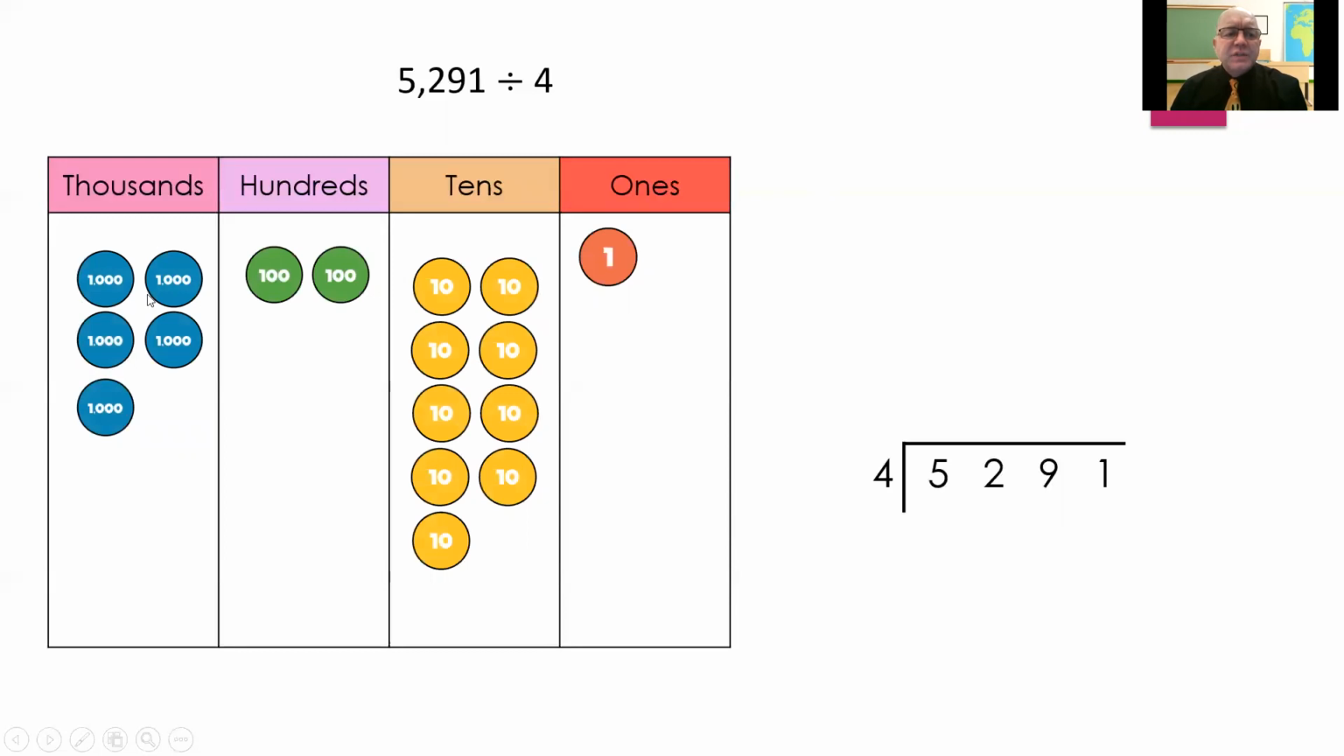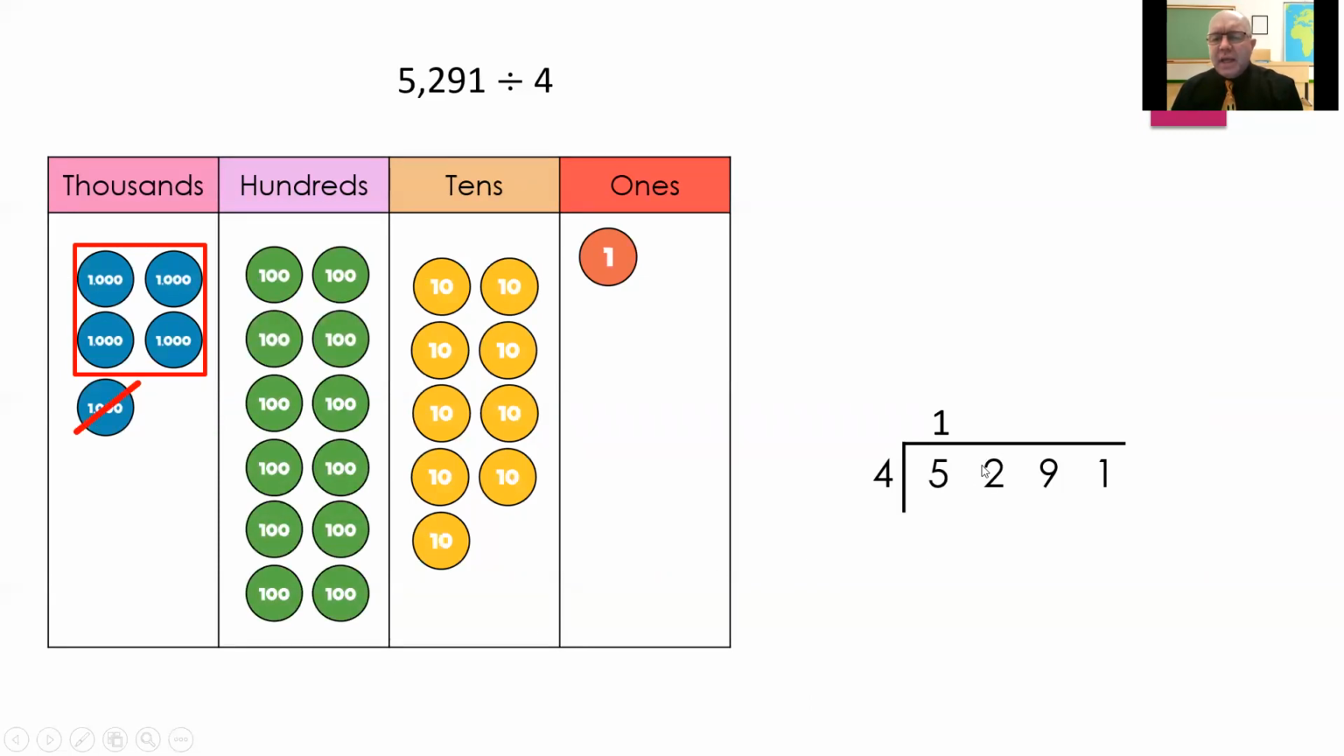Well, there we have it. 5,291. And we're dividing by 4. So we need to see how many groups of 4 we can get in each of these columns. Well, there's one group of 4 in the thousands. So what we're saying is 5 divided by 4 is 1. You can only get one group of 4 out of 5. But there's 1 left over. We can see there's 1,000 here. That's left over.